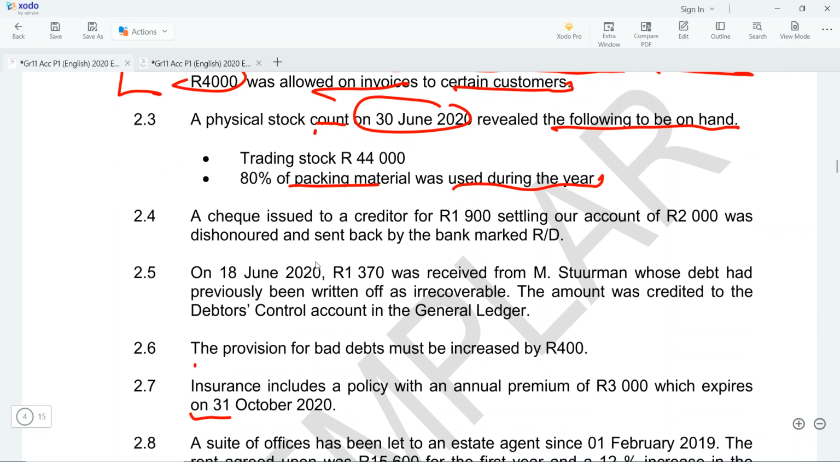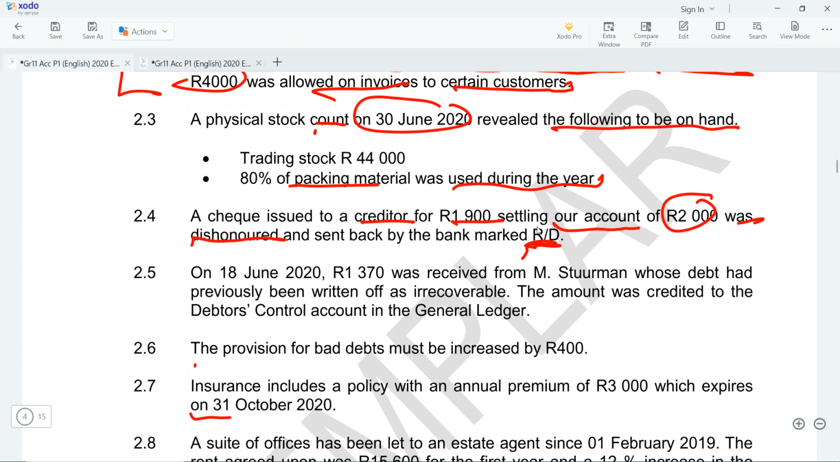Here they're saying that a check issued to a creditor for 1,900 settling our account of 2,000 was dishonored, meaning that it was rejected by the bank. The check did not go through simply because we had insufficient funds. This was referred to drawer, meaning that there were no funds in that account. So what the creditor will do, they will cancel their discount. So in our books, we must also cancel the discount and add this account back to our creditors, because we still owe them money. So what we're going to do, we check the difference between the two. 1,900 minus 2,000 will give you 100 rand.